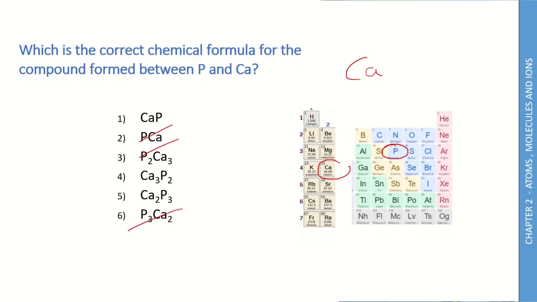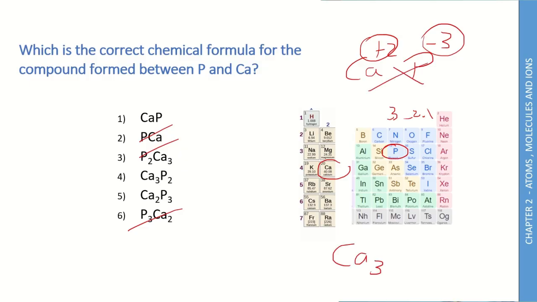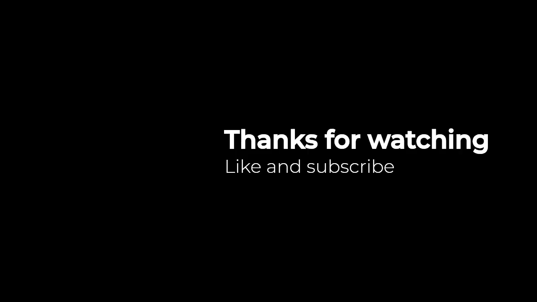The only thing that you could have a question is those 3 over here. So I have calcium group 2, and I have phosphorus that has a charge. Look at this. -1, -2, -3. So if you cross over here, I'm going to have calcium 3, phosphorus 2 over here, right? So that is my answer.